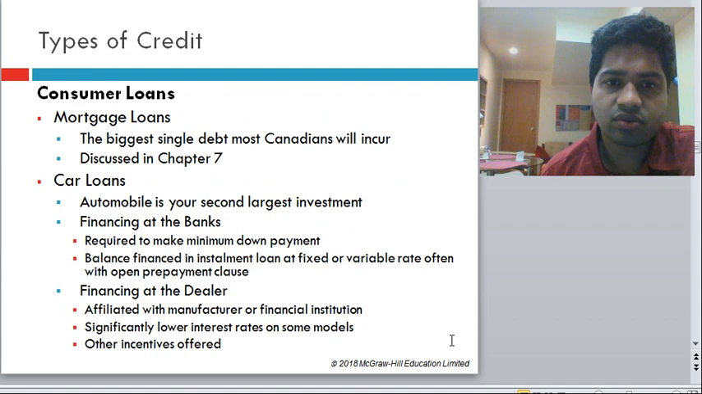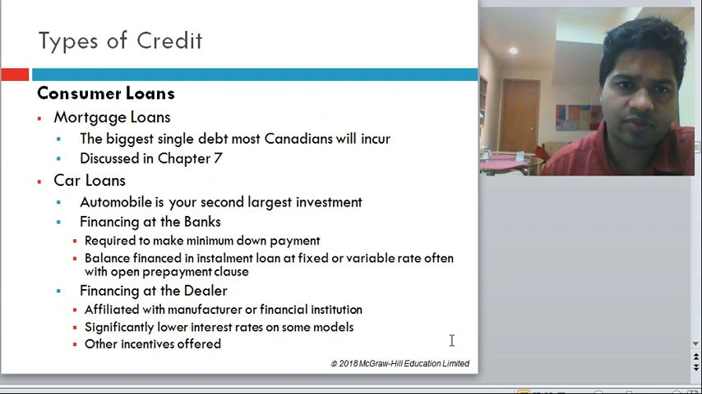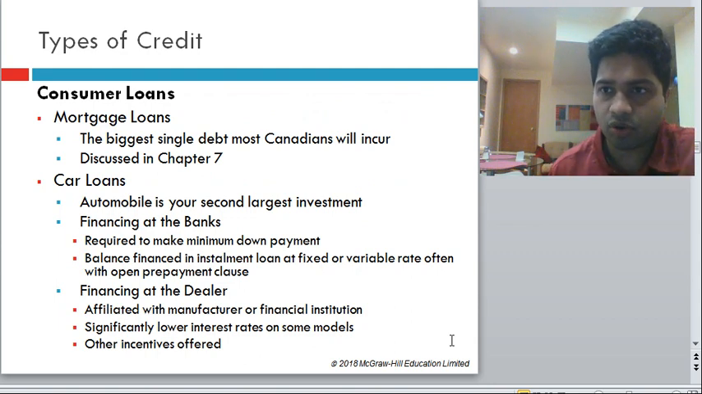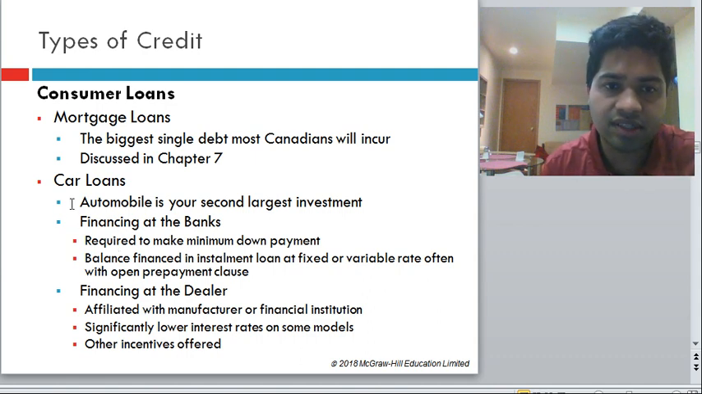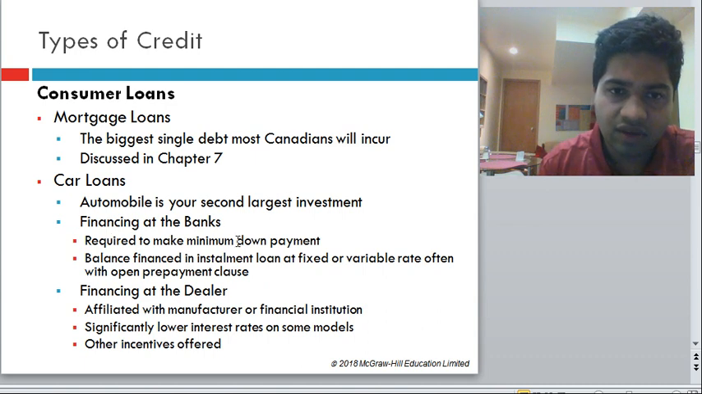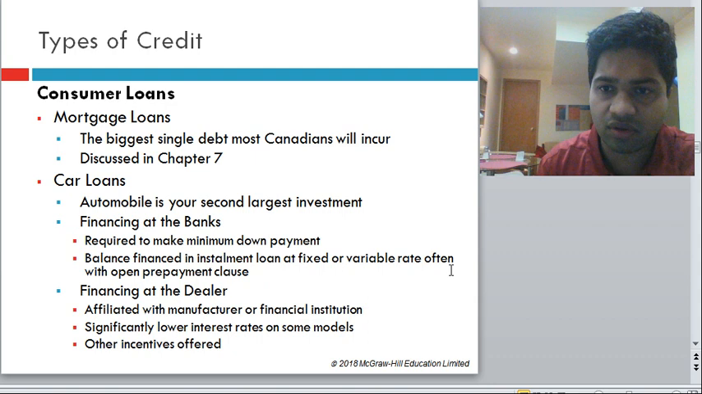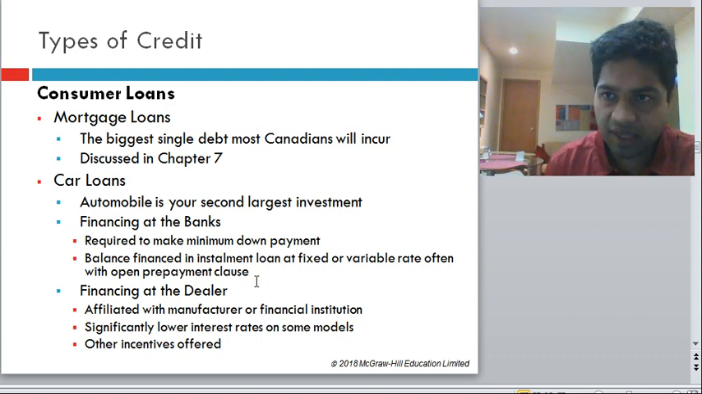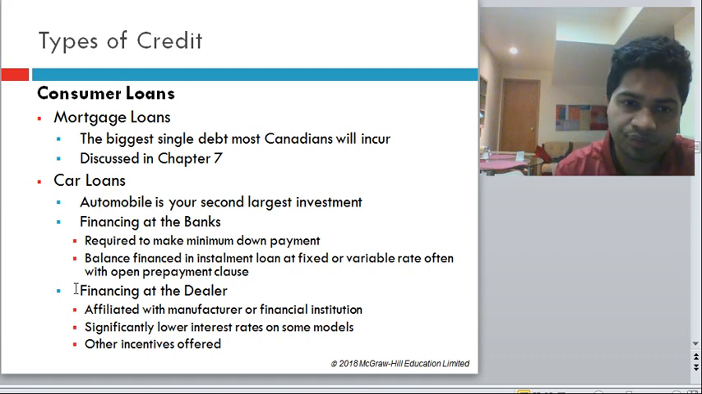Consumer loans, mortgage loans: the biggest single debt most Canadians will incur. We will discuss consumer loans in chapter 7 because it's important. They have dedicated an entire chapter to it. Car loans: an automobile is your second largest investment after your house. Financing can be done through a bank or at the dealer. You're required to make a minimum down payment. The balance is financed in an installment loan at a fixed or variable rate, often with open prepayment, so you can prepay that loan and close it.